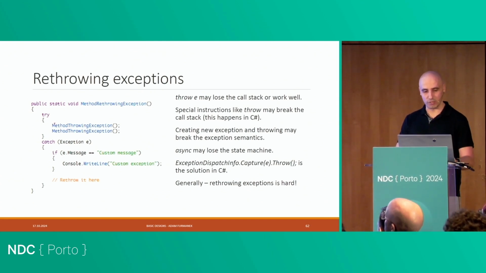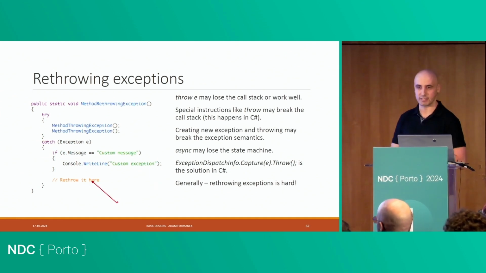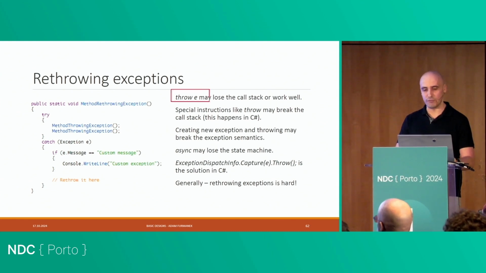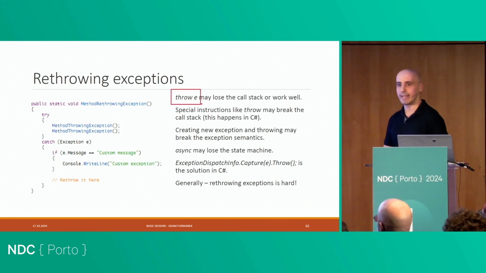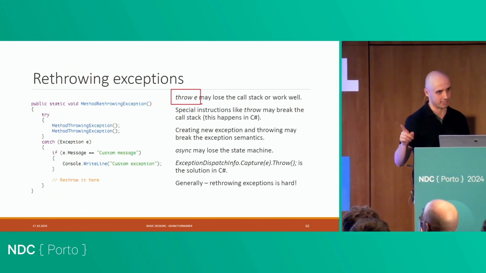Well, if we take a method that, like we have this piece of code that is calling those two methods, then we catch the exception and we would like to rethrow it here. How do we do that? Well, you probably know that if you do throw e, then it's a big no-no in C# because we lose the exception stack trace, okay?